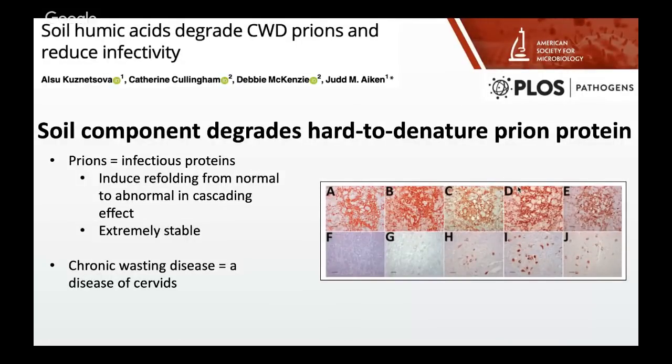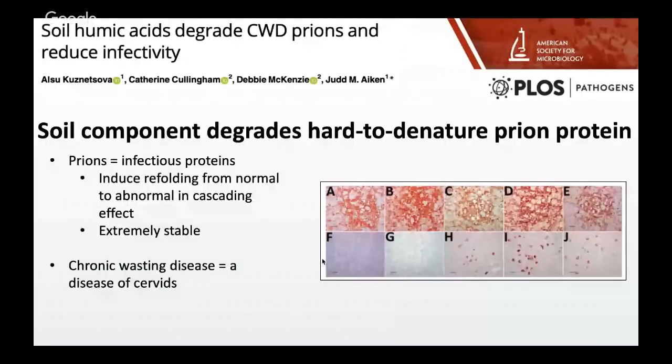It's a disease of cervids, which are things like deer, moose, and elk, and it is basically these prion proteins that will cause a degenerative central nervous system disease. I'm showing you some brain tissue here from, I think, reindeer on top and moose on the bottom, I believe, with the aggregations of proteins stained with antibodies here. So you can see it can cause quite a lot of protein aggregation.